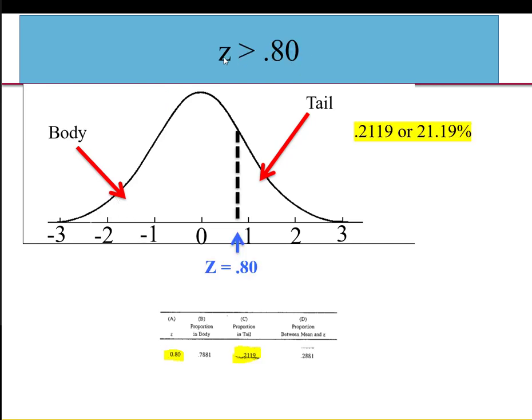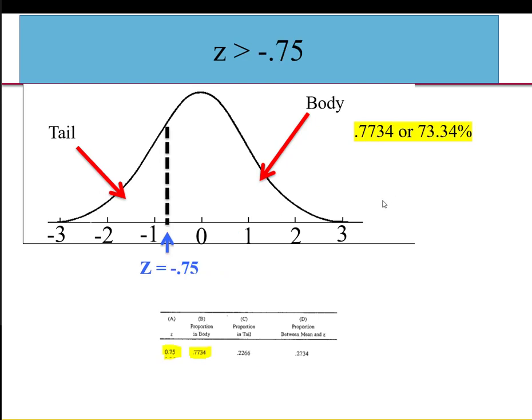Let's do z is greater than 0.80. So I put my 0.80, it's between 0 and 1, I put it here, and I now know that I'm looking for the proportion to the right, which is now the tail. I go find 0.80, sorry, this was underlined in my copy, but you can see it. I get 0.2119, or 21.19% of the probability is to the right.